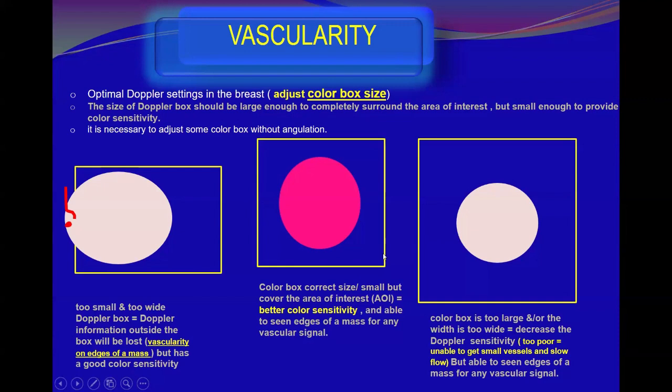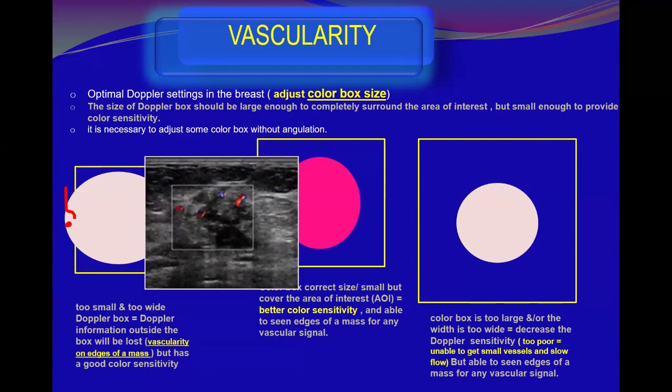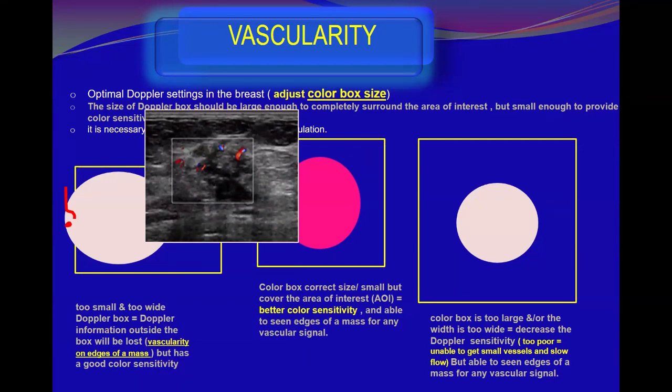In this case, we have a large box in relation to the lesion. It covers the whole mass, but when we use a large box, it reduces the sensitivity and we might not get a vascular or color signal. But with an optimum, correct size, usually one finger on each side, right and left hands, above and below at the same time, it gives better color sensitivity and all the information related to the vascularity of the lesion.